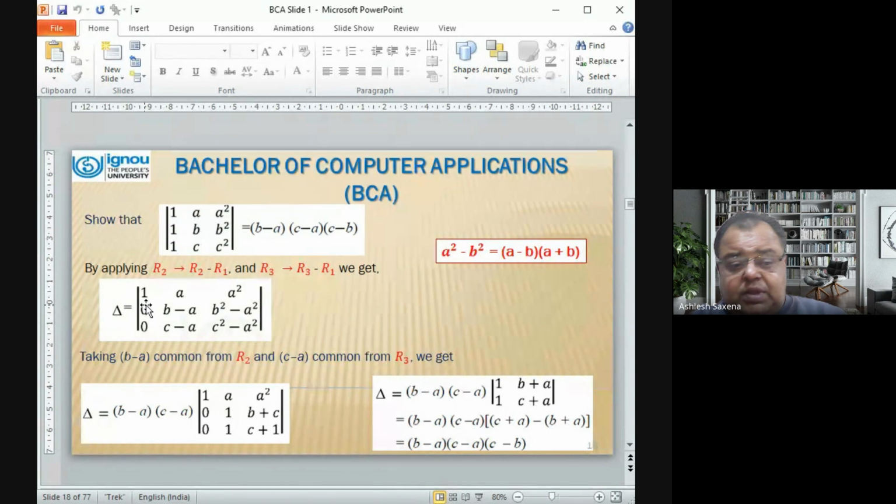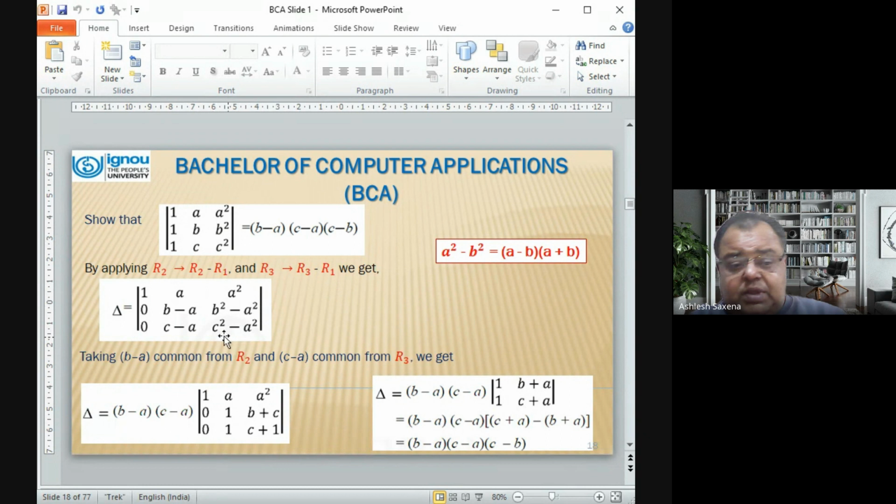1 minus 1 is 0. B minus A is B minus A, and B square minus A square, B square minus A square. In the same step, I will be reducing this to 0 again. So what I will be doing, R3 tends to R3 minus R1. 1 minus 1 is 0. C minus A is C minus A and C square minus A square.